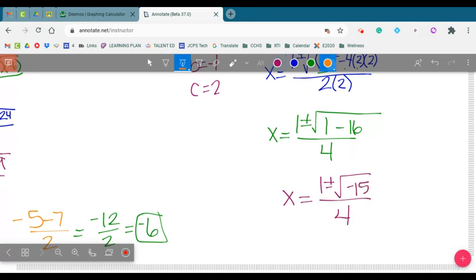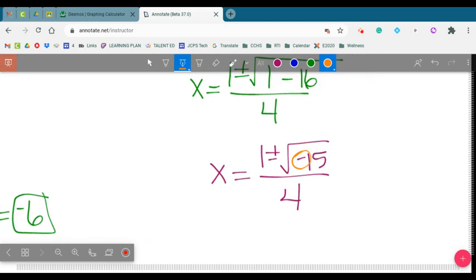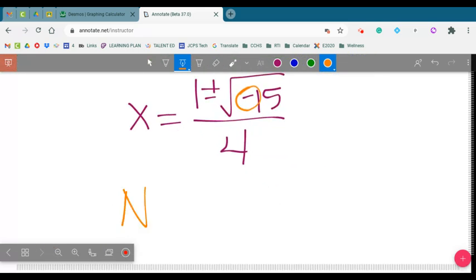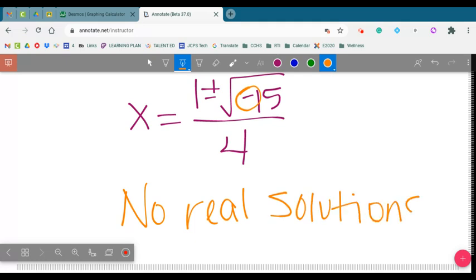We talked about yesterday, we don't want to use a negative under a radical. If we have a negative, we're going to get no real solution. So this means that quadratic does not cross the x-axis.